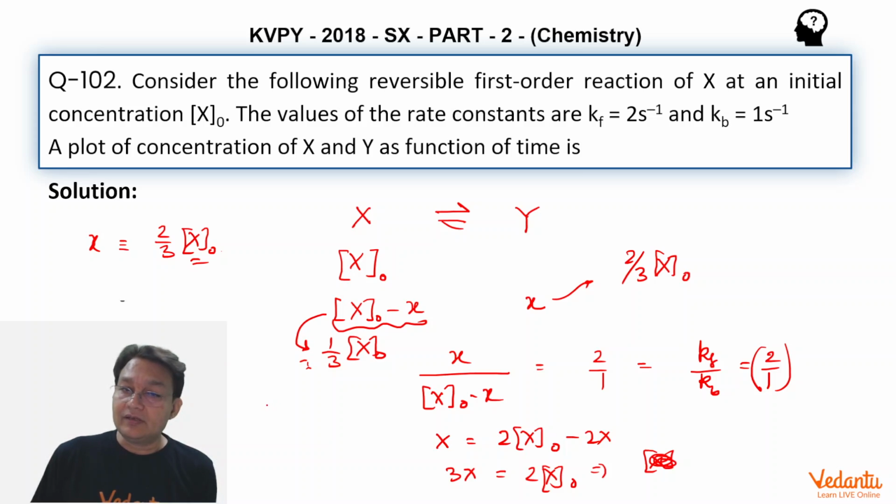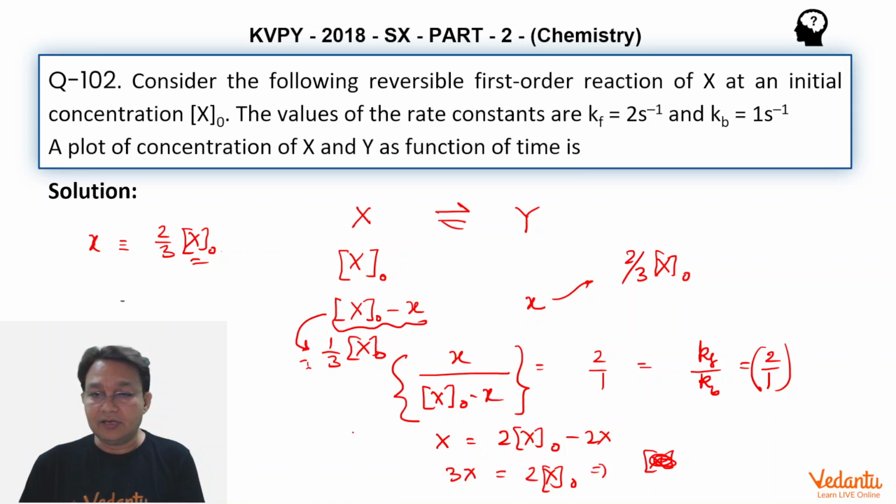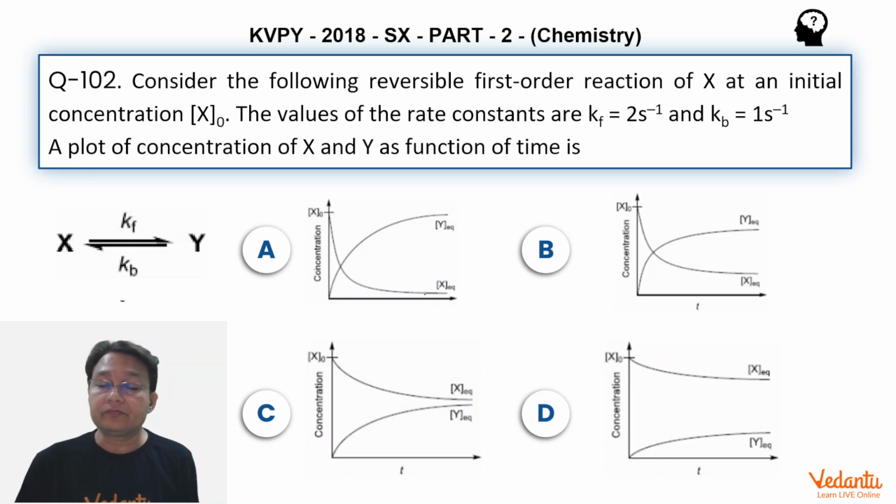So the net effect is the equilibrium concentration of Y should be double the equilibrium concentration of X. Do you agree? The equilibrium concentration of Y should be double the equilibrium concentration of X. So with these two clues, let's look at the options.